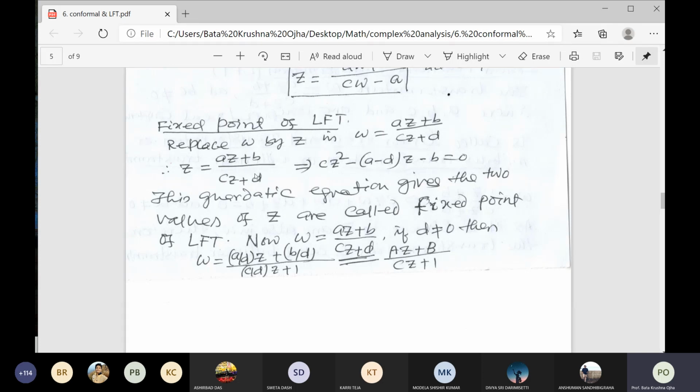Please simplify it. So you will find a quadratic equation: CZ square minus (A minus D) into Z minus B is equal to 0. Whether it's correct or not, you check. Quadratic equation.